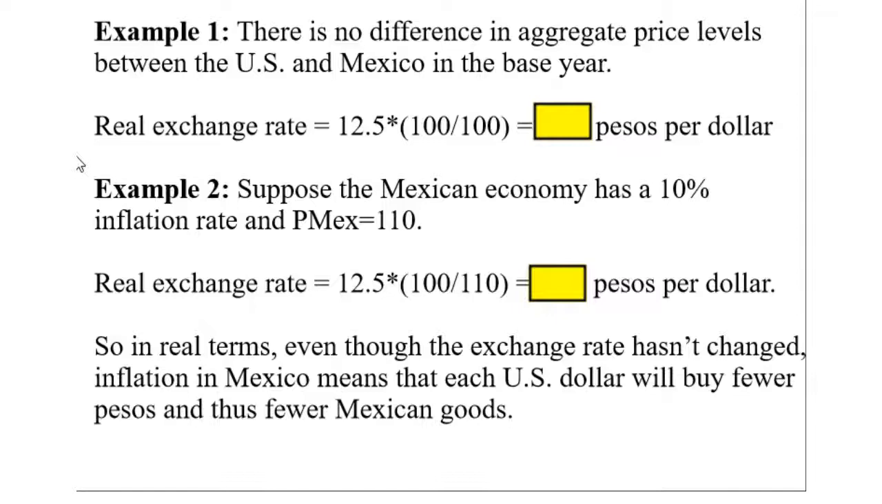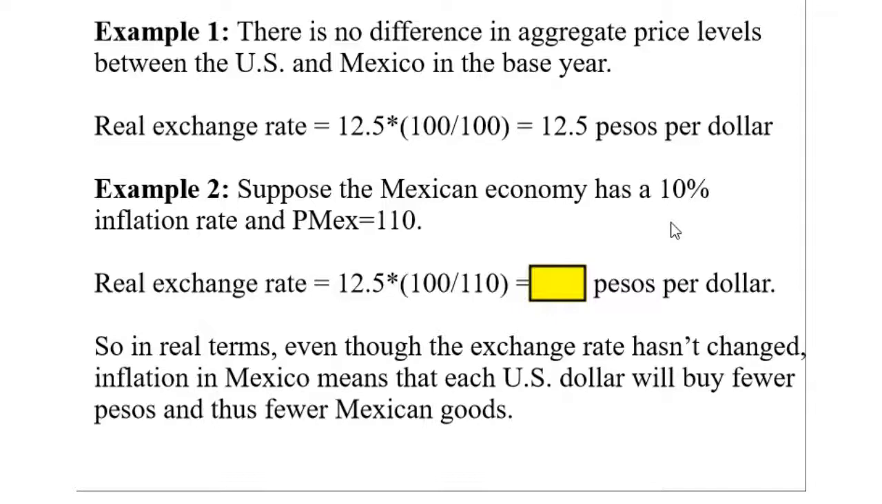So if there's no inflation, the price level in both countries will be 100. So the real exchange rate would be the nominal rate, 12.5 pesos per dollar, times the price level in each country. They will cancel each other out. It'll be 12.5 again, which makes sense, because nominal would equal real if we didn't have inflation.